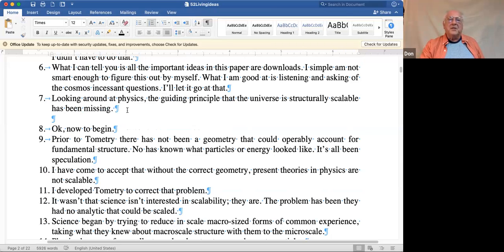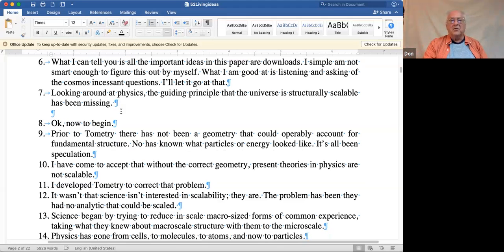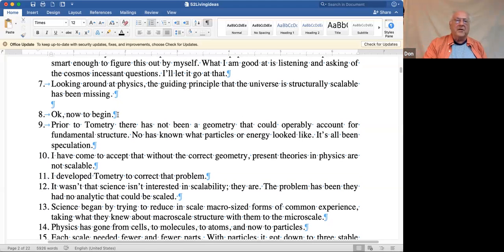Looking around at physics, the guiding principle that the universe is structurally scalable has been missing. In other words, there isn't an idea that can consistently and quantitatively go from the smallest event to the largest event in the universe. And this is the problem physics has, and it has no solution as yet. So this is my offering on that.